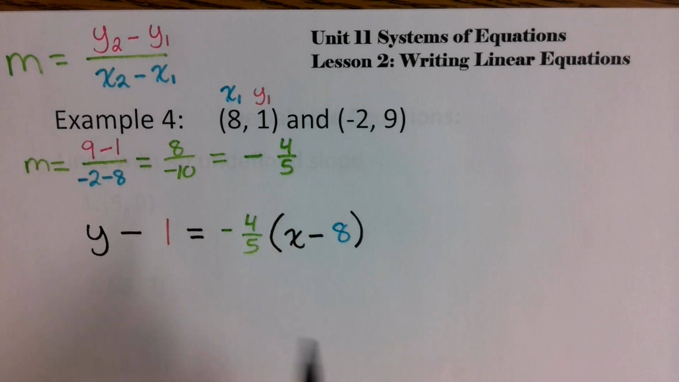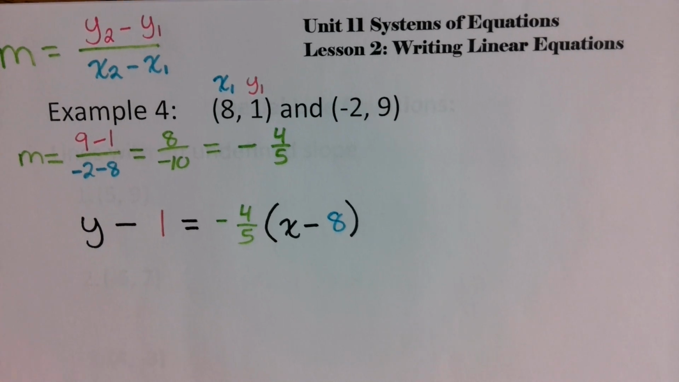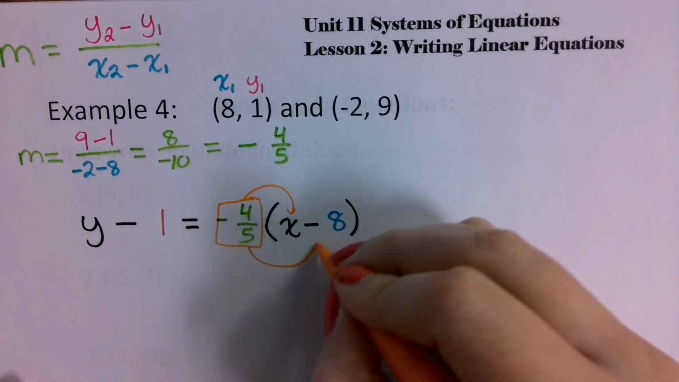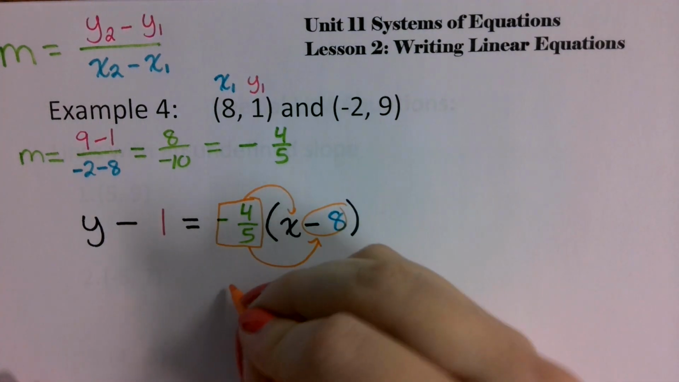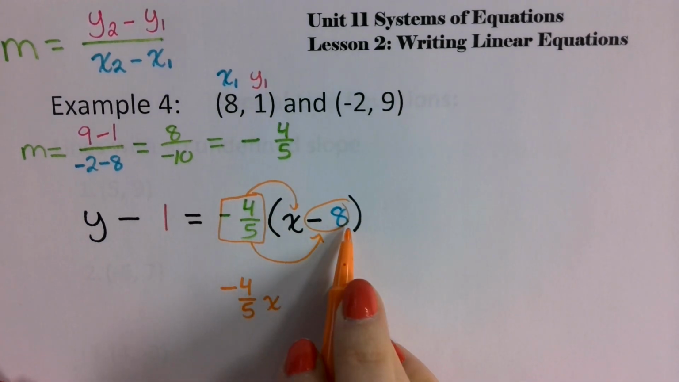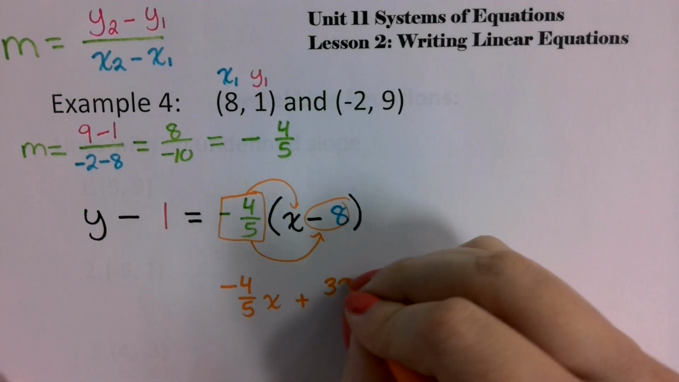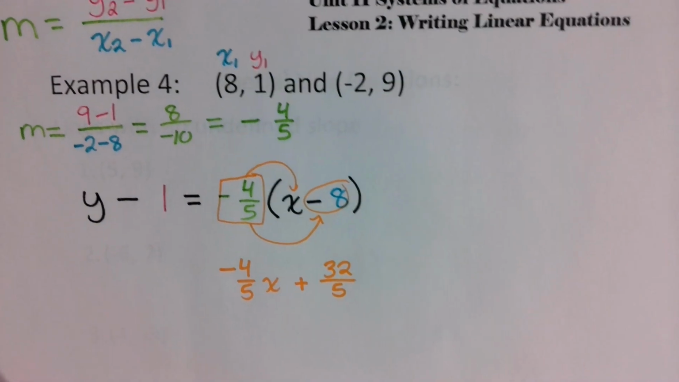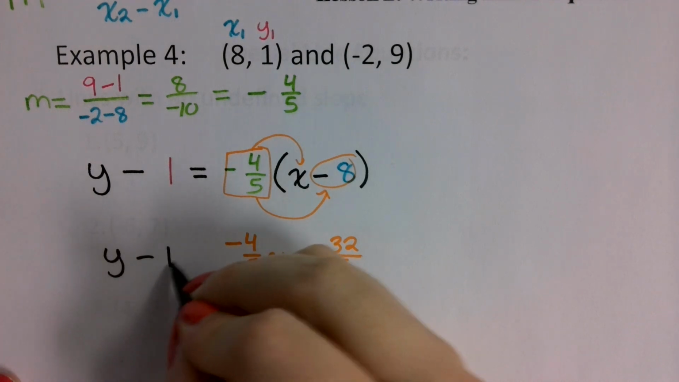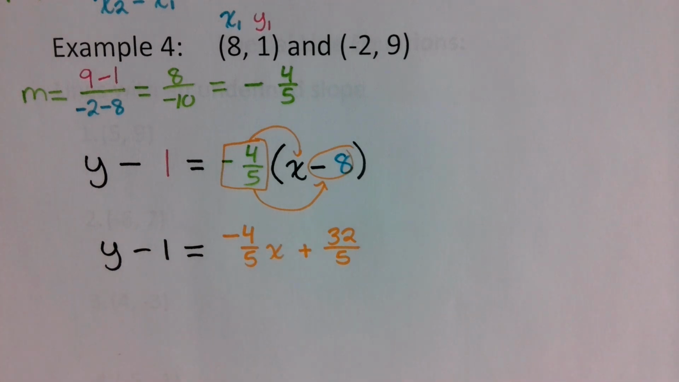Okay, so there's our point slope form. Now we're going to go ahead and do our conversion. So we're going to take that negative 4/5 and multiply it to the x and to the negative 8. So that's going to give us negative 4/5 x. And then negative 4/5 times a negative 8 comes out to a positive 32 over 5. I'm going to leave them in fraction form just because it's easier. So we now have y minus 1 is equal to negative 4/5 x plus 32 over 5.